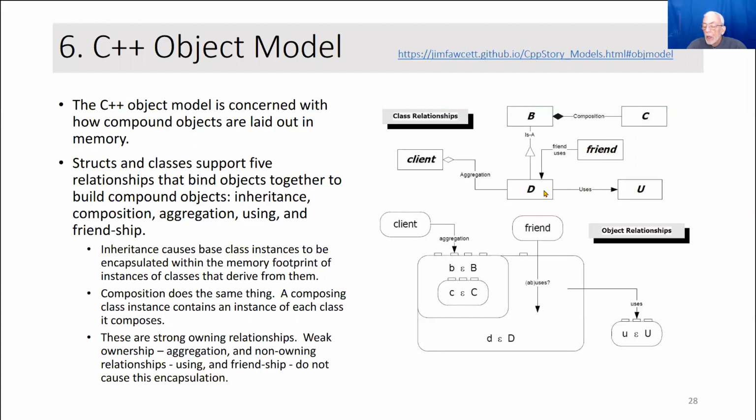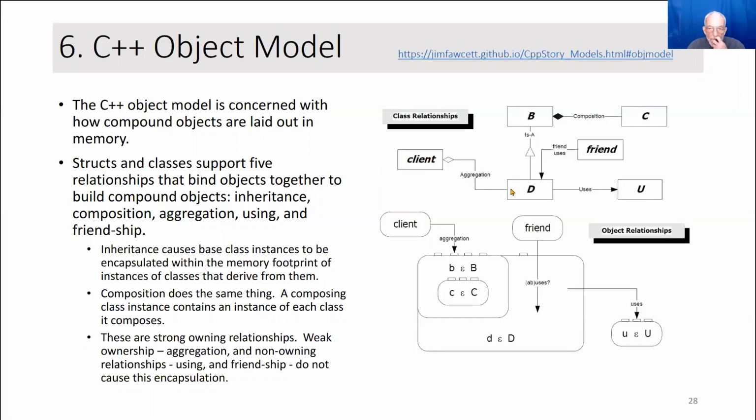We tend to try to avoid using friendship because it extends the region of encapsulation to cover the friend as well as the class. But occasionally we need to use it. So D uses an instance of the U class, but D doesn't own it. Some other entity created it, perhaps the client created it. The client has created an instance of the D compound object, and it's doing that through aggregation.